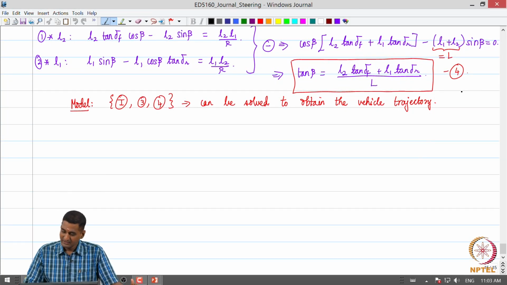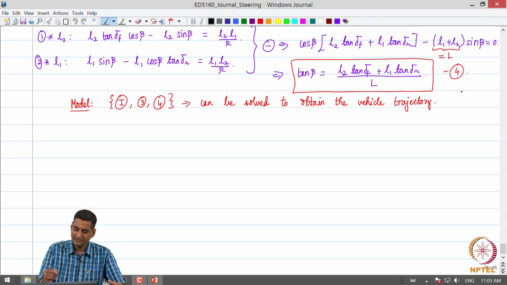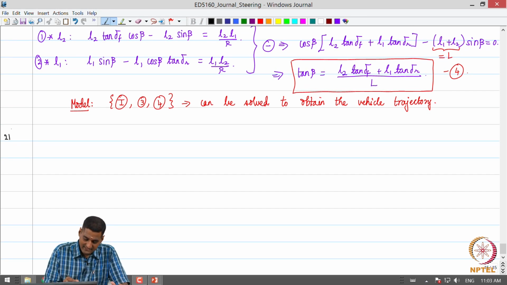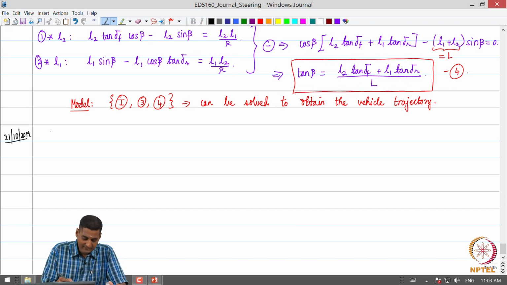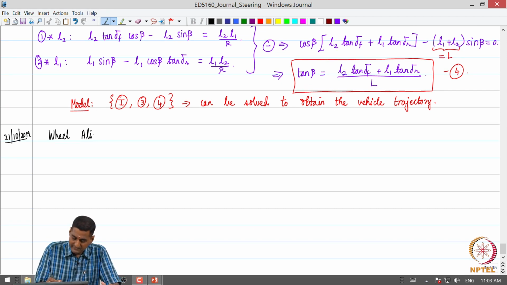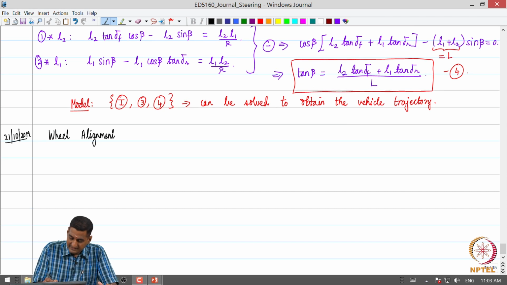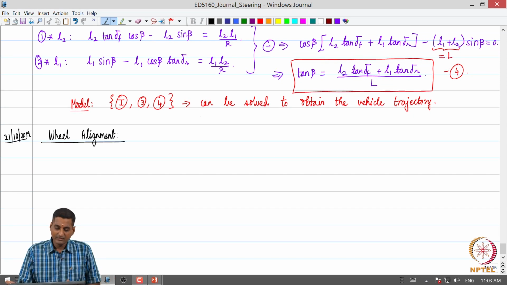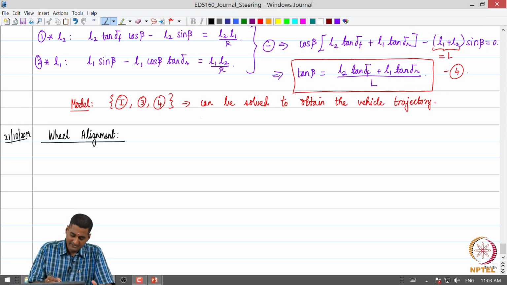What we are going to look at today is a discussion on what is called wheel alignment, which is very important for vehicle performance, and is typically related to the steering and the suspension systems. So let us look at what this concept of wheel alignment is and what are the various parameters that are used to quantify wheel alignment.